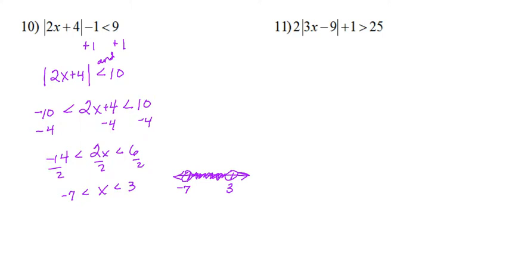Finally, number 11. Again, we don't have an isolated absolute value, and we actually have 2 steps of isolation that we're going to need to do here. Let's do the first step, subtract 1 from both sides. Let's continue isolating, divide by 2 on both sides.